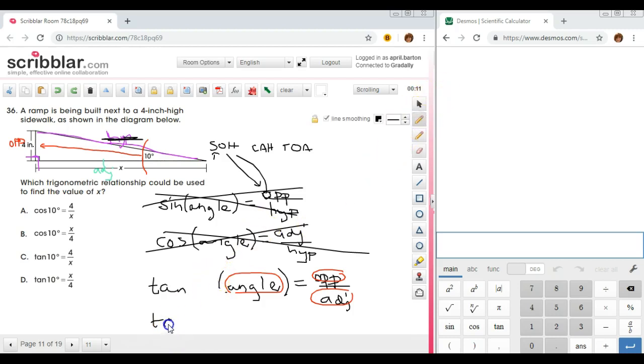Okay, tangent of the angle, angle is 10 degrees, the not 90 degree piece, the other angle, equals the opposite side, that was labeled as a 4, so now we write the number 4. Adjacent side was labeled as x, so we get 4 over x. And that's all this problem wanted you to do, was end here with tangent 10 degrees equals 4 over x.